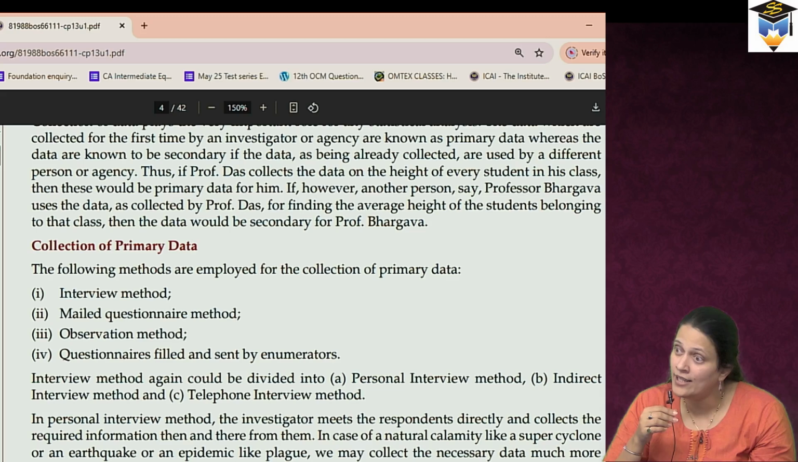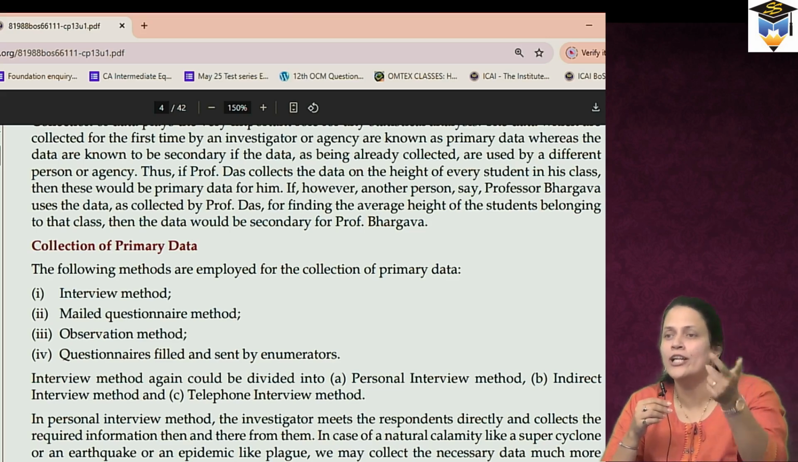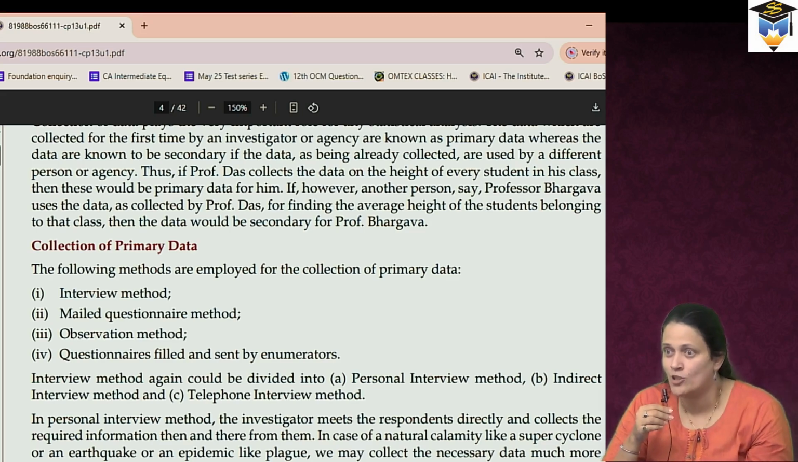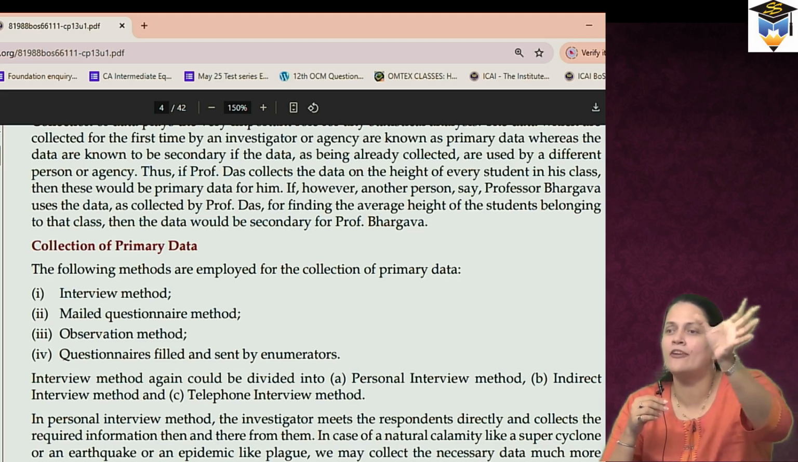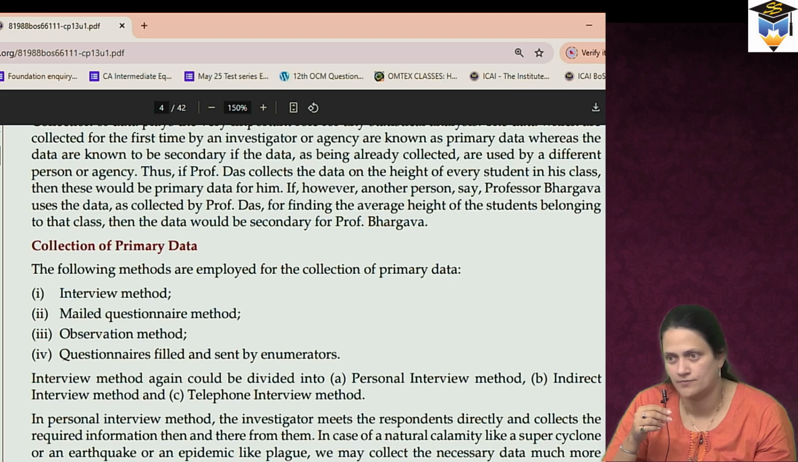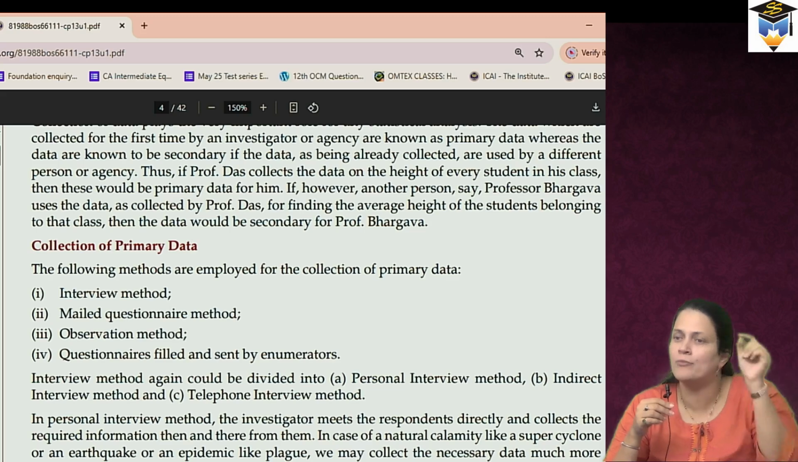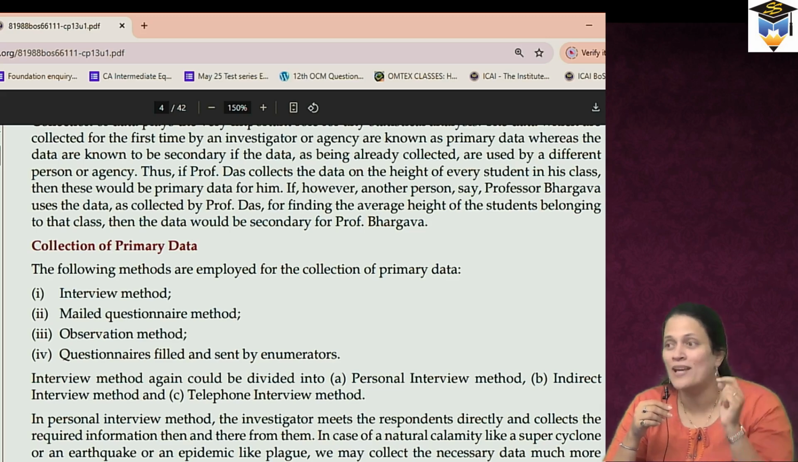Then I will be using the data which you have given to me to convert it into your results. So that data which is given by you to me will be used as my secondary data for me to analyze it and give out the result. So understood, primary, secondary. Now next is a mailed questionnaire. I'm going to send you a questionnaire, means a set of questions, and everybody is going to answer. Based on your answers, I'm going to analyze the data.